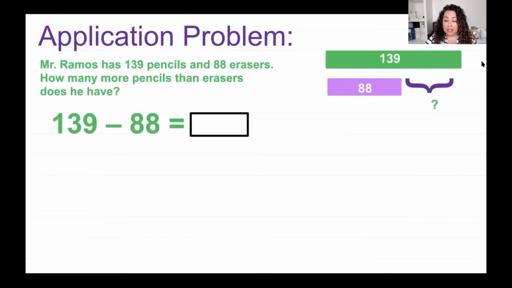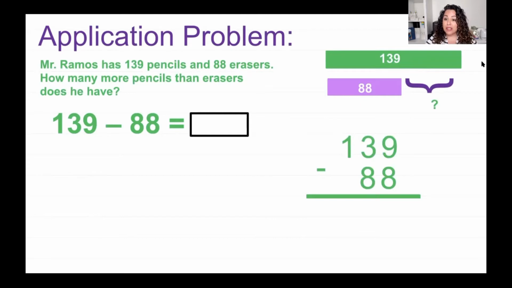This is what our tape diagram looks like. You can see on the top I have my pencils, and on the bottom I have my erasers, and I am trying to find the difference. Now to find the difference, I need to subtract. So that's why my number sentence is 139 take away 88. So for this problem, I've decided that I'm just going to use the standard algorithm.